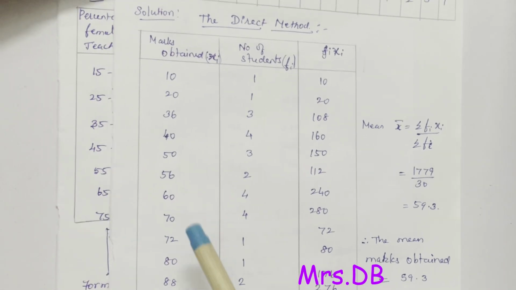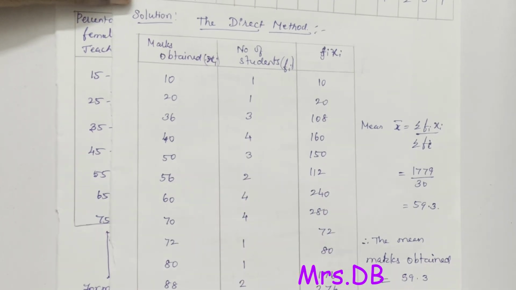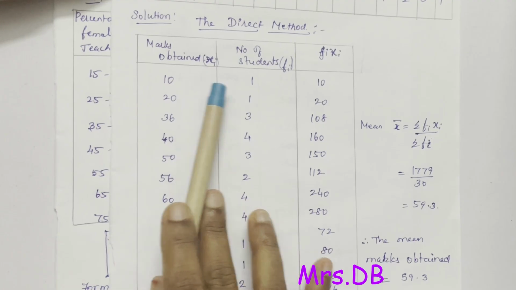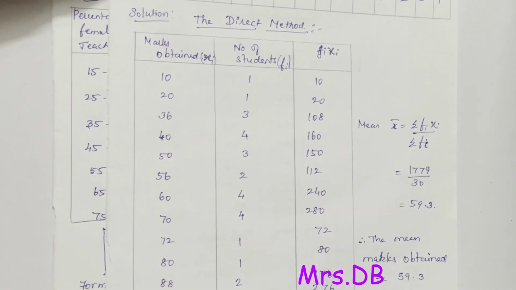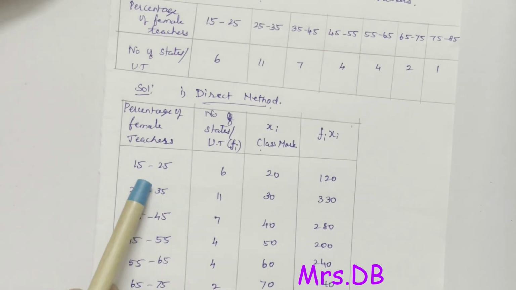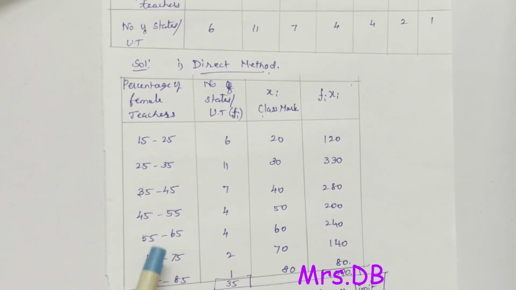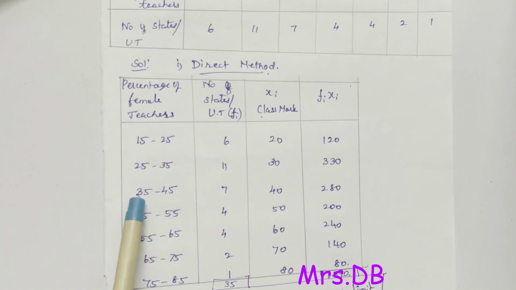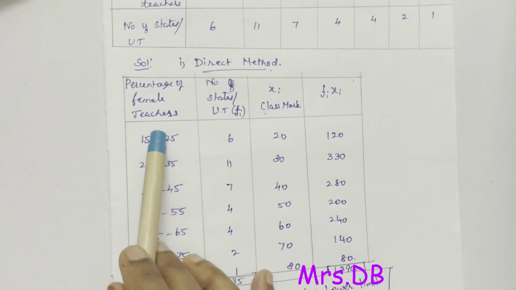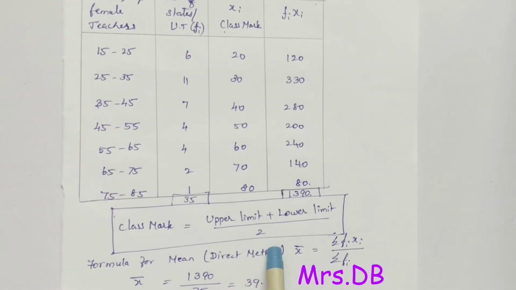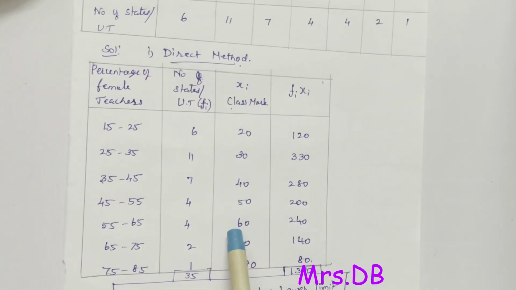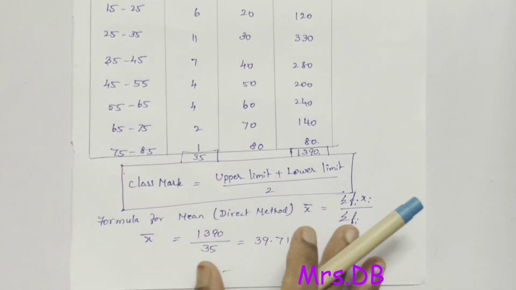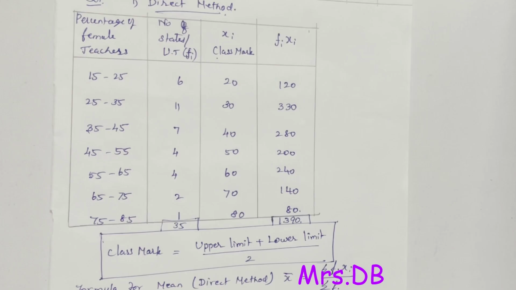In the first example the single number is given, so we have taken it as xi directly. So fi xi we have multiplied and written. In this question intervals are given, like 15 to 25, 25 to 35. So in that way the intervals are present, and we have to calculate the class mark, that is xi. The class mark formula is upper limit plus lower limit by 2. So we have calculated it and found the answer.